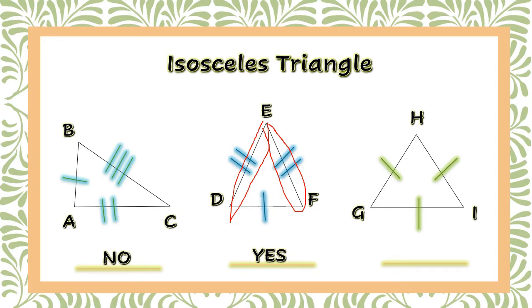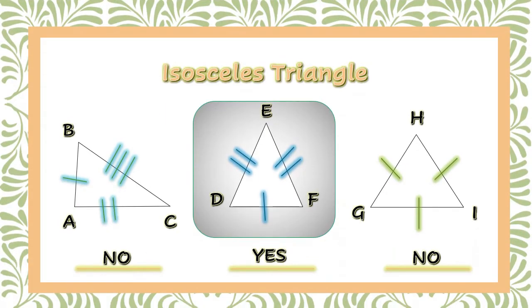How about the third figure? The third figure is not an isosceles triangle because all of its sides are equal. What do we call the triangle when all of its sides are equal? Correct. It is called an equilateral triangle.